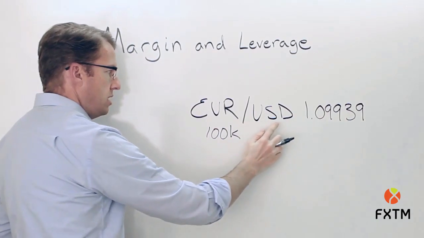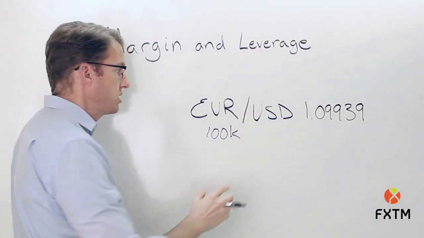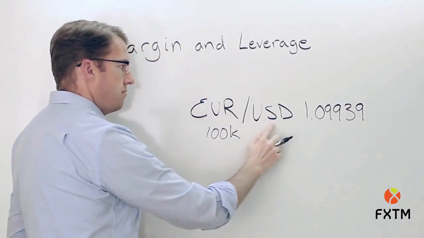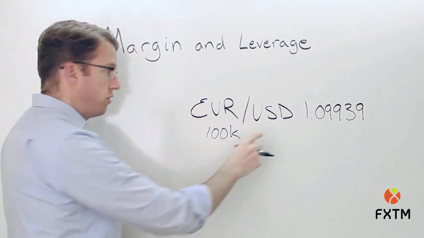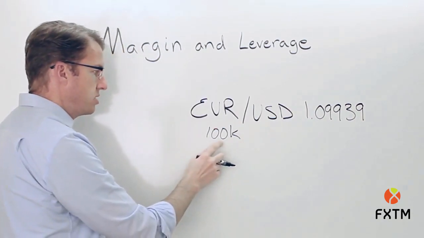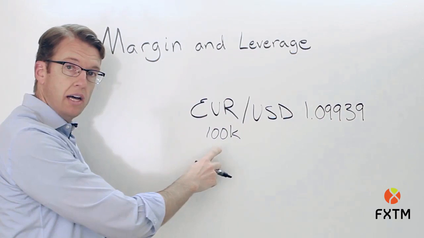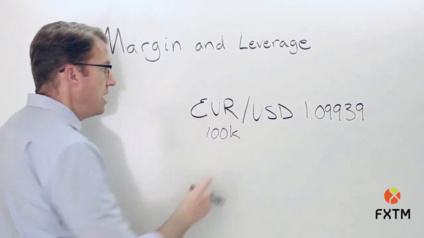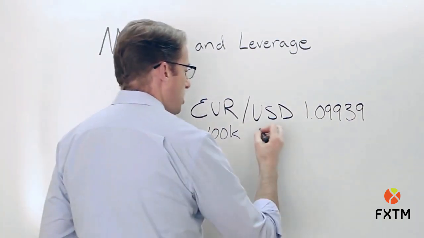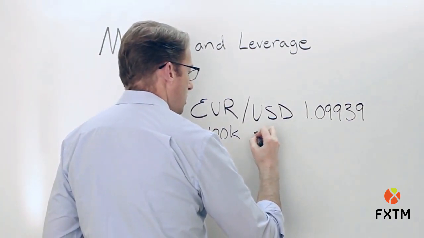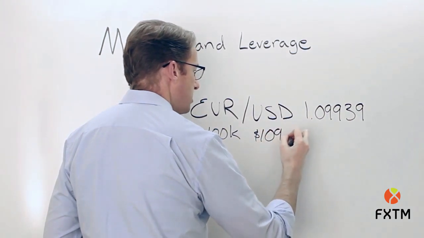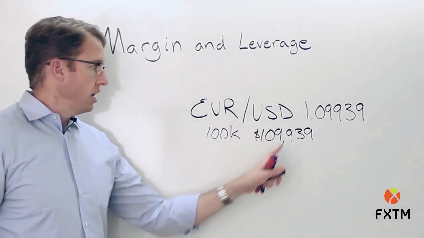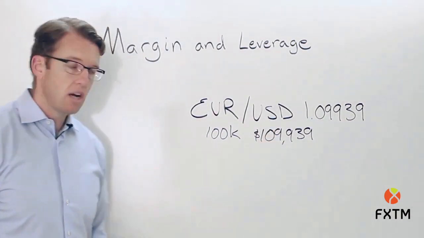So what we need to know, however, if your account is denominated in US dollars, is what's the notional value of this one lot position if the account currency is the quote currency, which is the dollar? Well, all we would have to do is take the notional value in the base currency, so how many units of the base currency this lot represents, and multiply that by the exchange rate. So in this case, this represents $109,939 of notional value in the quote currency, the US dollar.